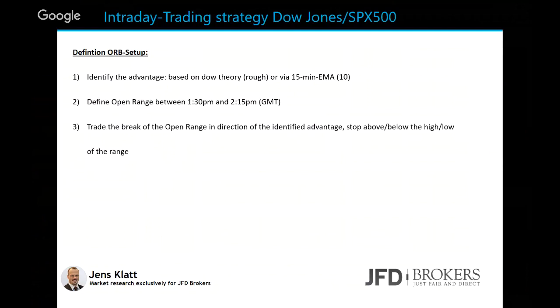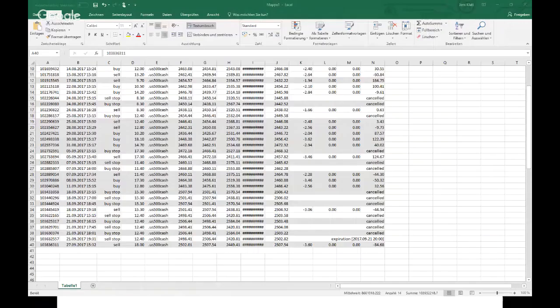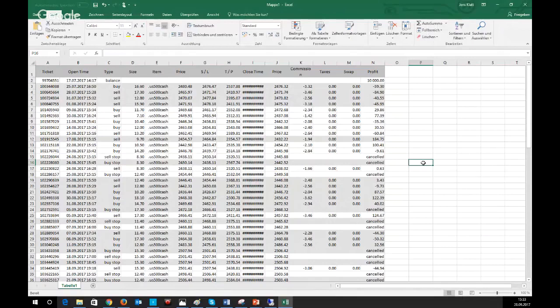Potential targets. This is the thing. This is the second thing you could adapt here. What I, by the way, worked with while trading this was that I just didn't work with any predefined take profit levels.